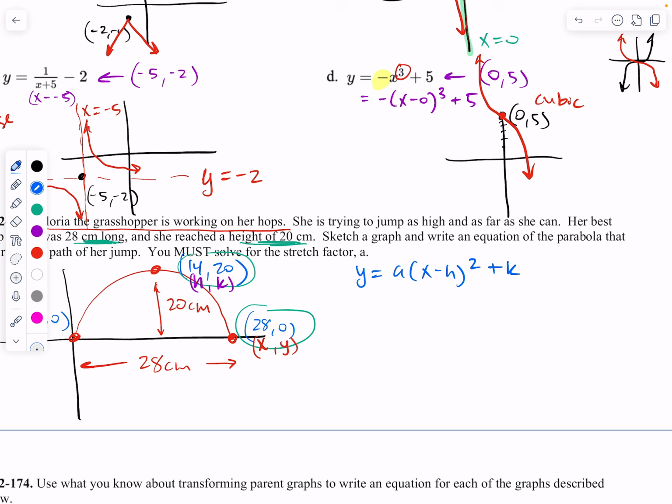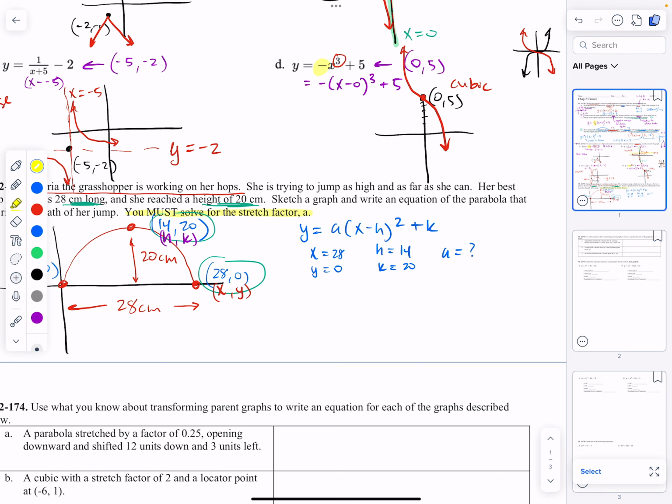So let's go ahead and plug those in. Let me actually spell this out a little bit more. From the landing point, x equals 28 and y equals 0. And then I have h equals 14 and k equals 20. And a, I don't know. That's why it said that I must solve for the stretch factor a. So I'm going to solve for that.